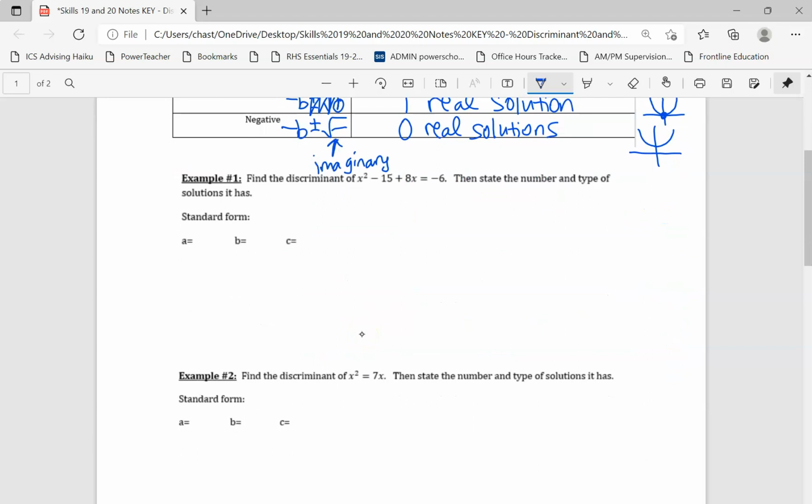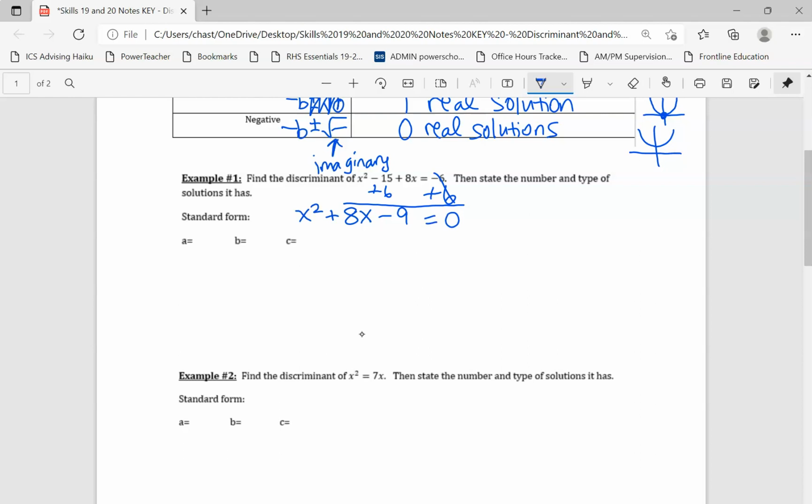The first thing we have to remember is to make sure that our equation is in standard form. So we have to make one side equal 0. Here we have x squared minus 15 plus 8x equals negative 6. So we're going to add 6 to both sides. And that gets us x squared. I'm going to go ahead and write the plus 8x next because we want it in standard form. Negative 15 plus 6 will give us negative 9. Okay, and we have that equal to 0.